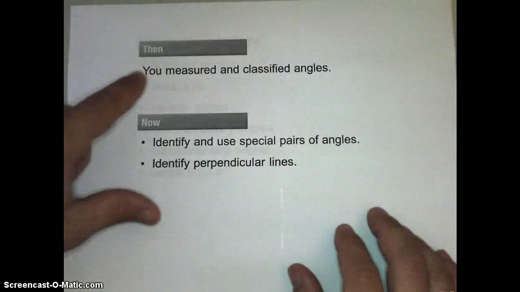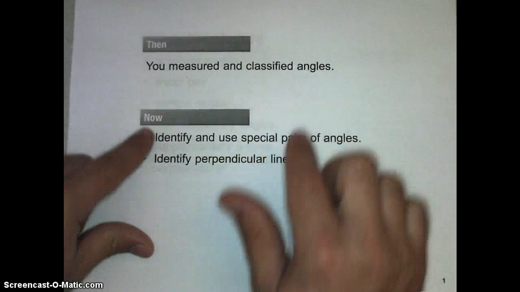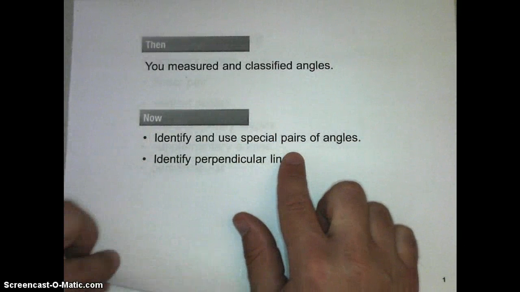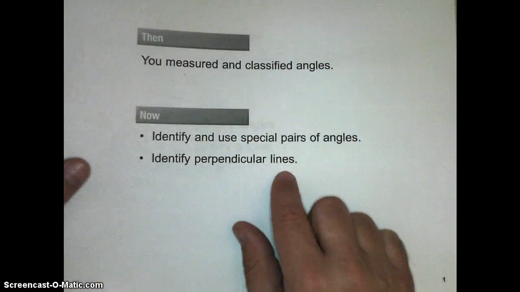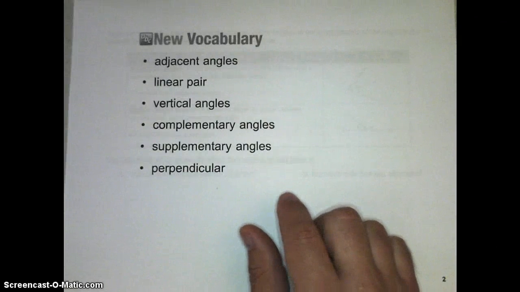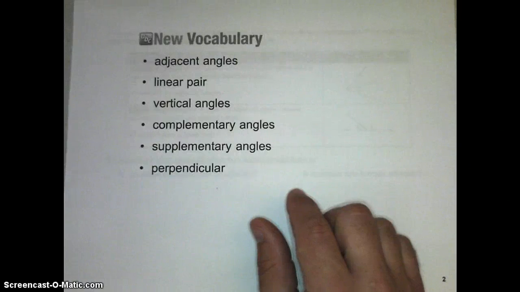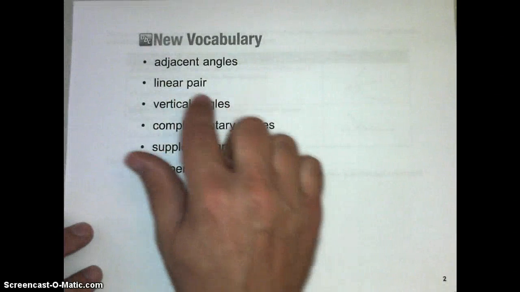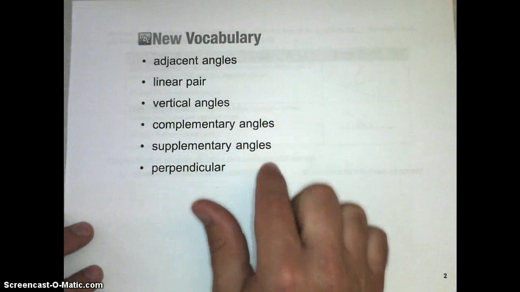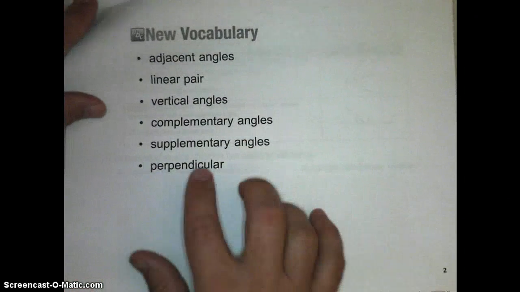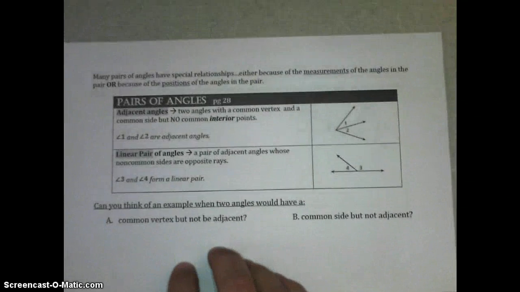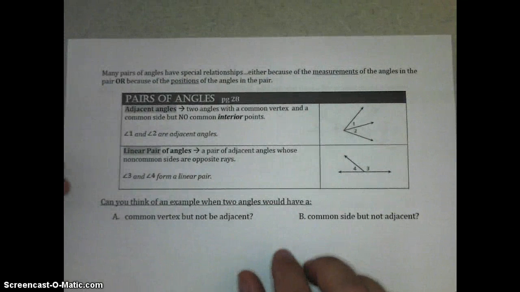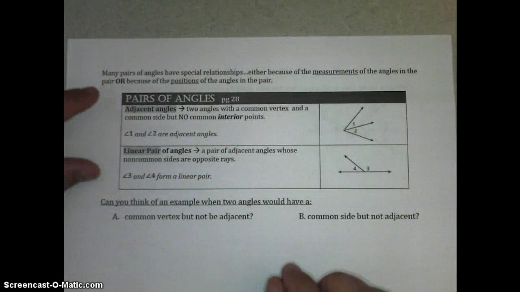So we've measured and classified angles before. Now we're going to use special pairs of angles, and we'll also be identifying perpendicular lines. So here's your list of vocabulary. We will talk about what adjacent angles are, linear pair, vertical angles, complementary angles, supplementary angles, and perpendicular in just a little bit. So first, let's talk about some pairs of angles.